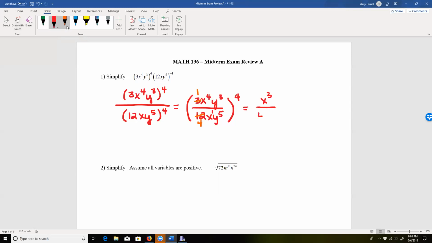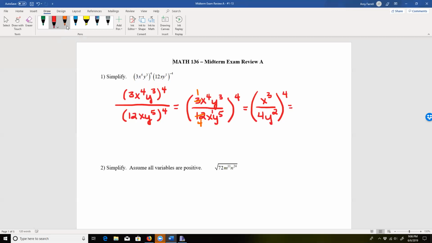With the y's, and let me go ahead and put my 4 down here because I reduced 3 over 12. With the y's, 5 minus 3 is 2. So I'm going to have a y squared, and I'm going to put it in the denominator. This is because y to the 5th means I have 5 y's in the bottom, only 3 y's on top. The 3 y's in the top would cancel with 3 of the 5 y's in the bottom. I would have 2 left.